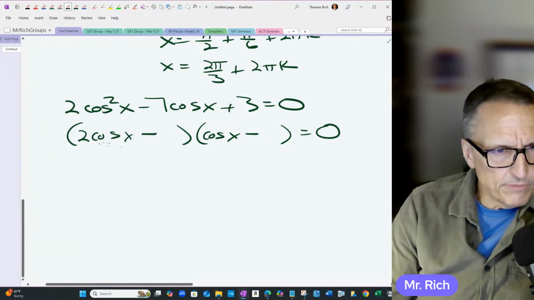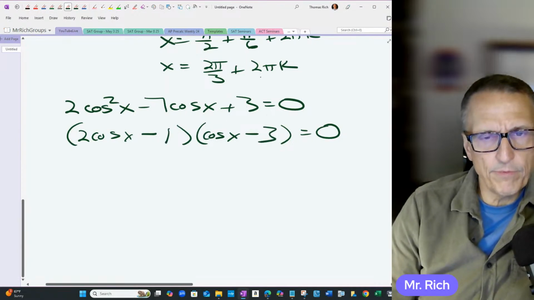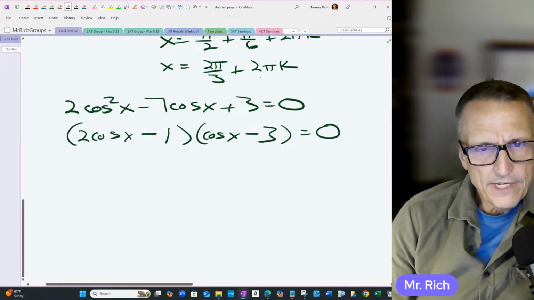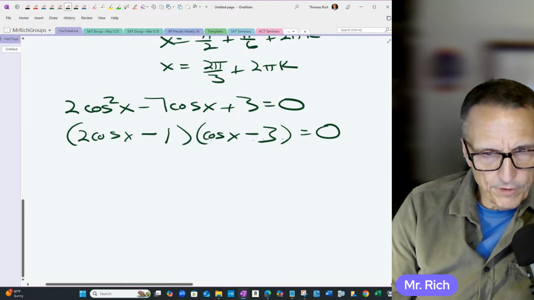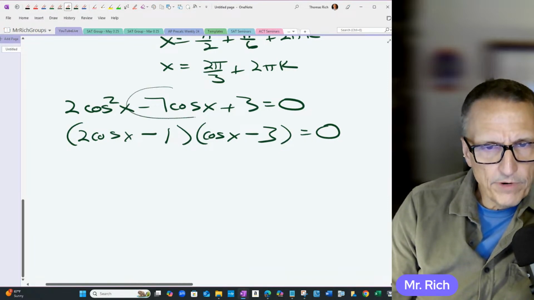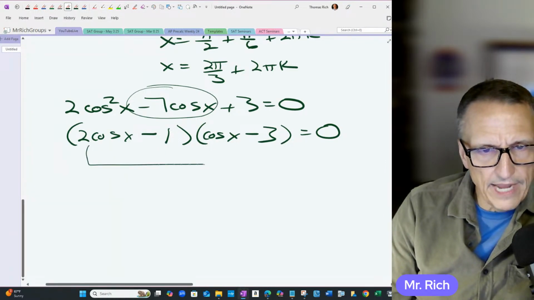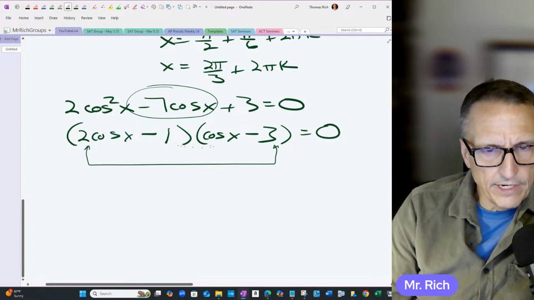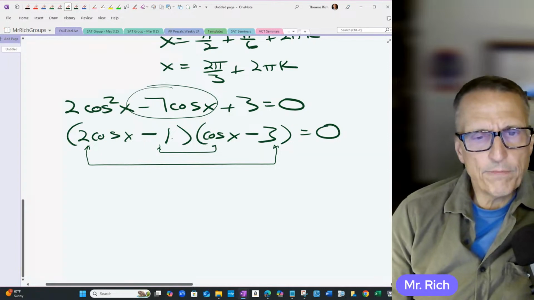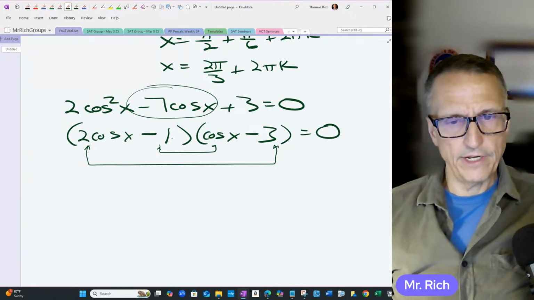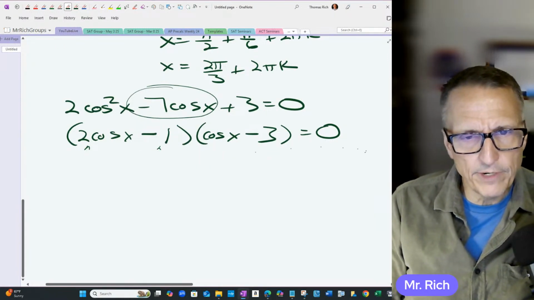And by just some trial and error, if I put the -3 and the -1, which would give me my +3 constant term, that's going to work. Because remember, when you're checking whether you have the right numbers put in for your binomials, the middle term of your quadratic equation is going to be the combination of the outer and inner products. All I'm looking at here is the outer products being -6 cosine x, the inner product being negative cosine x. And that combines to be -7 cosine x. So I know that I factored it correctly.